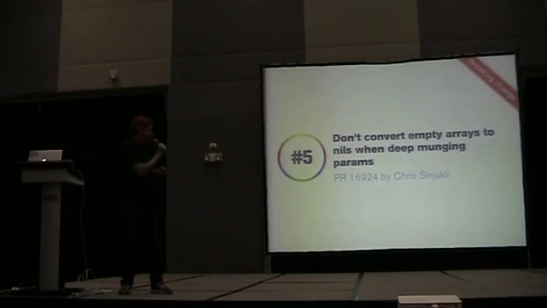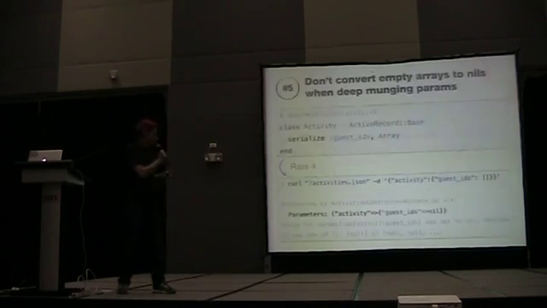Okay, top 5. I put this in top 5. Don't convert empty arrays to nils when deep munging params, because if you've never heard of deep munge, you are lucky, because it was something that was really tricky, and it was actually broken in Rails 4. So let me tell you what this means.